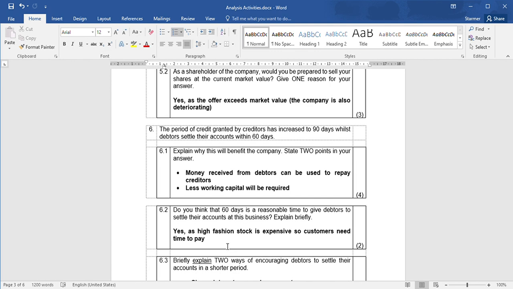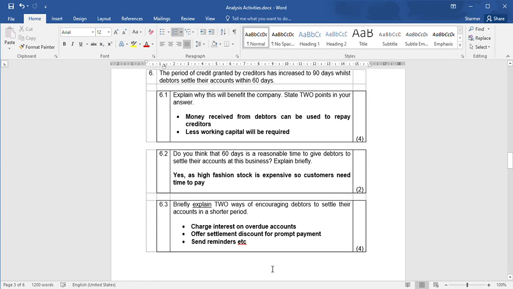And then briefly explain 2 ways of encouraging debtors to settle their accounts in a shorter period. There are several things here. You can charge interest on overdue accounts. You could offer settlement discount for prompt payment. You could send out reminders, etc.